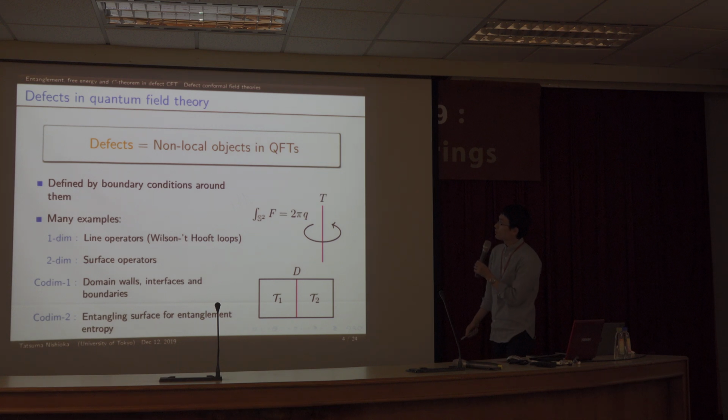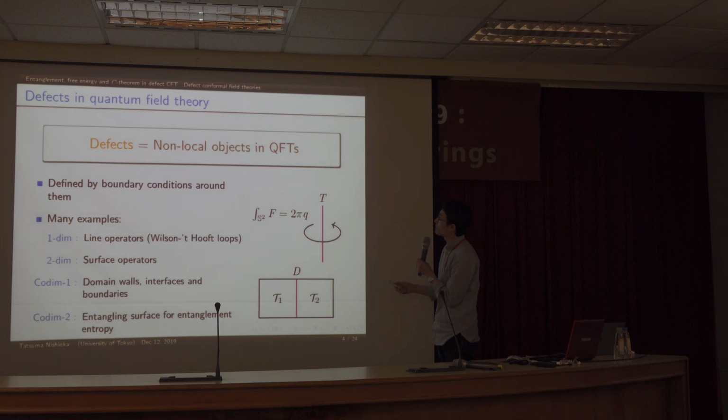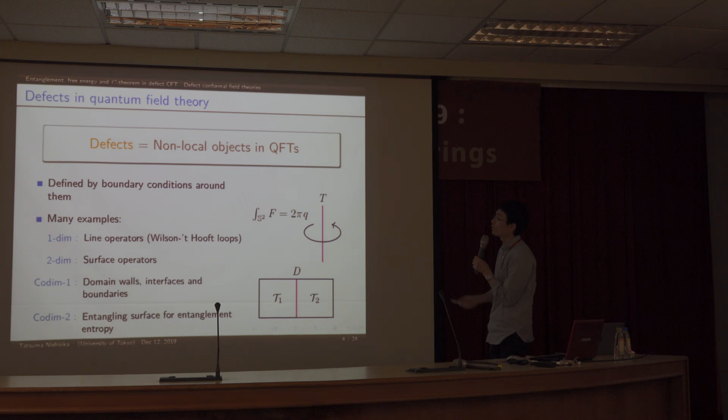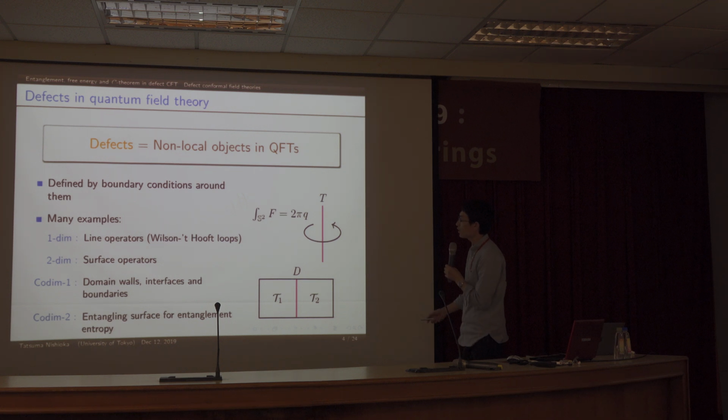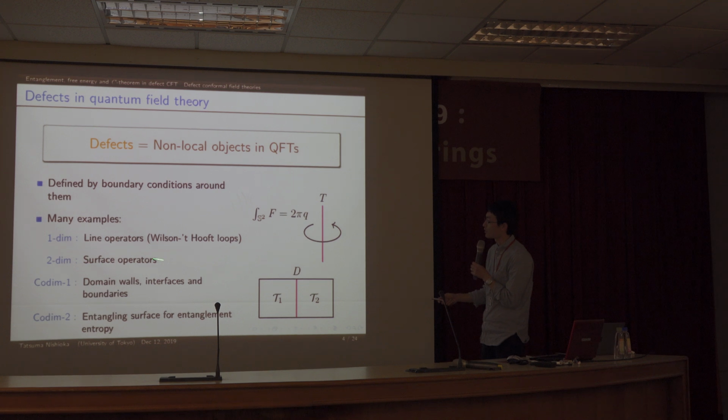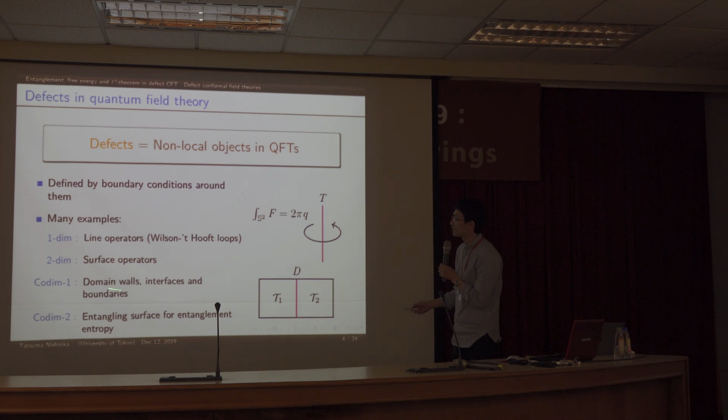When we say defects in QFT, it basically means that they are just non-local objects. All possible objects which are non-local can be called defects, basically. There are many examples. In the one-dimensional case, they are called line operators, which are just Wilson-'t Hooft operators. And also there are so-called surface operators, which are two-dimensional. More famous examples are, say, domain walls and also interfaces. Also, boundaries can be regarded as a kind of defect.